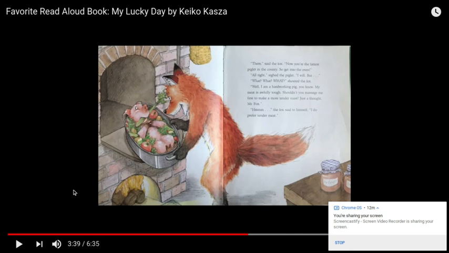All right, let's see. There, said the fox. Now you're the fattest piglet in the county. So get into the oven. All right, sighed the piglet. I will, but what? Shouted the fox. Well, I am a hard-working pig, you know. My meat is awfully tough. Shouldn't you massage me first to make a more tender roast? Just a thought, Mr. Fox. The fox said to himself. I do prefer tender meat.